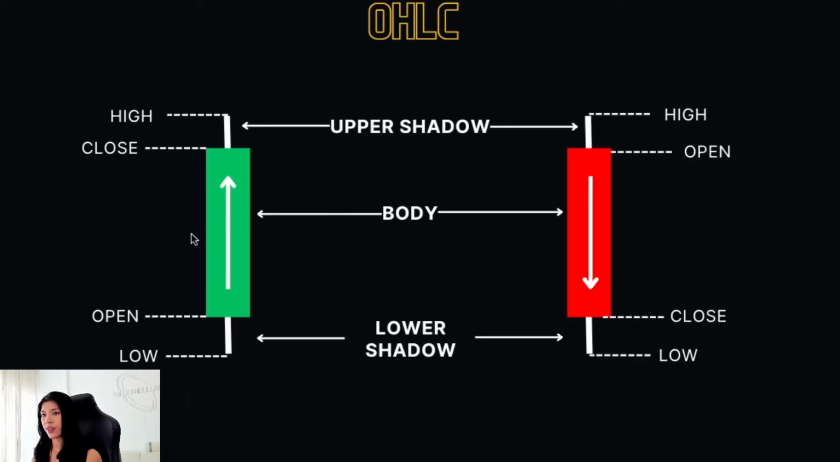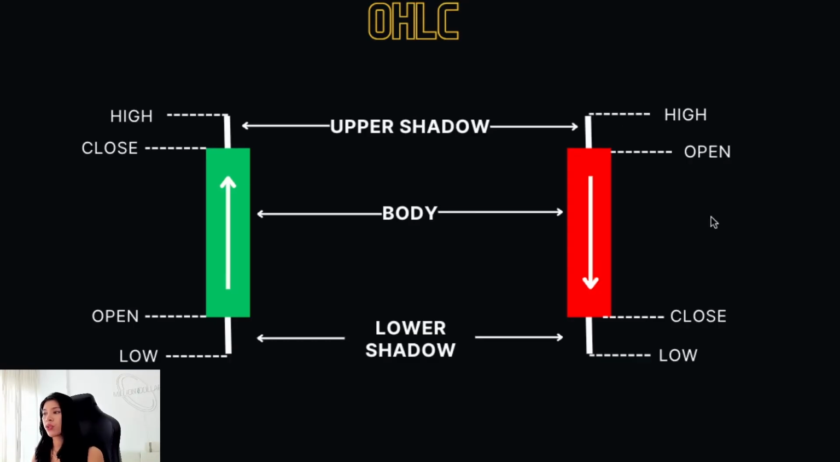On the bullish candlestick, open is the opening price at the beginning of the trading session. High, here on top of your shadow, is the highest price reached during the trading session. Low, below your wick here, is the lowest price reached during that trading session. And close is the session's closing price at the end of your time frame. That is the closing price for that candlestick.